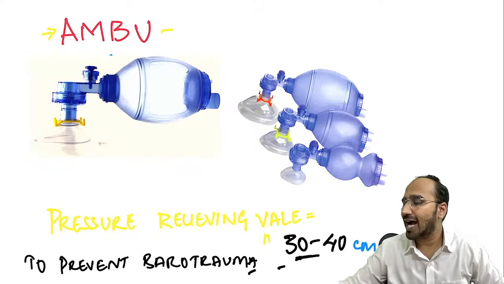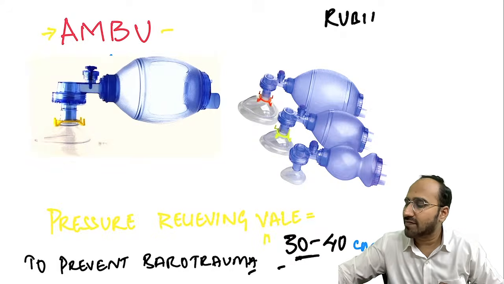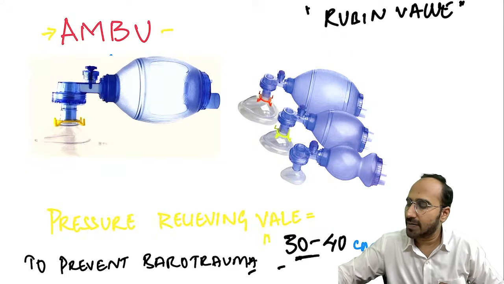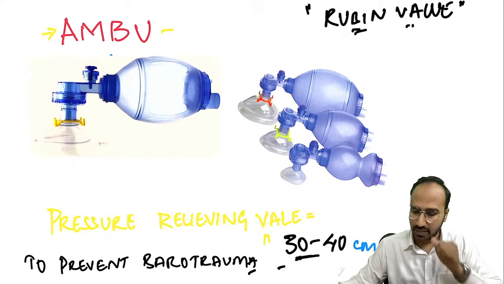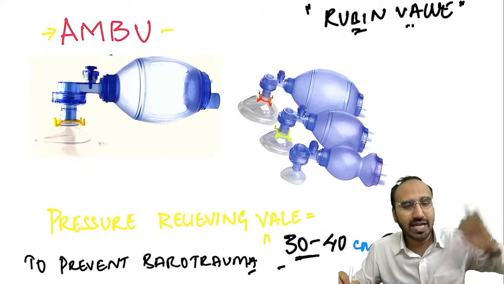There is one more valve in the AMBU, on the inner side, that is called the Rubens valve, which prevents rebreathing. Rebreathing of carbon dioxide is being prevented. Okay, that's regarding the AMBU bag. Now imagine, guys, a patient was in casualty.